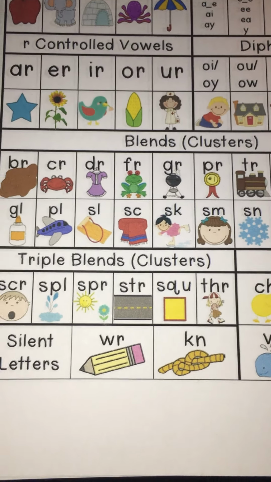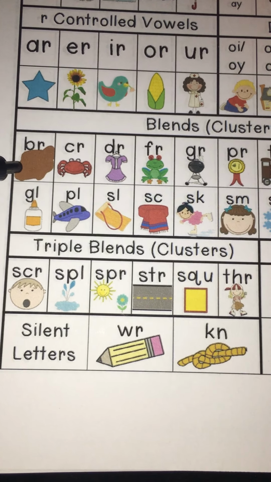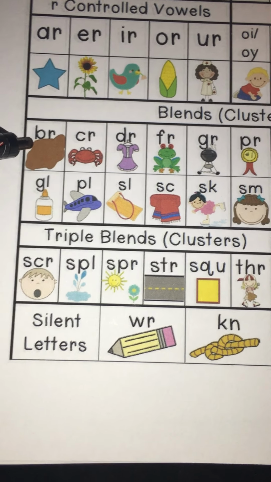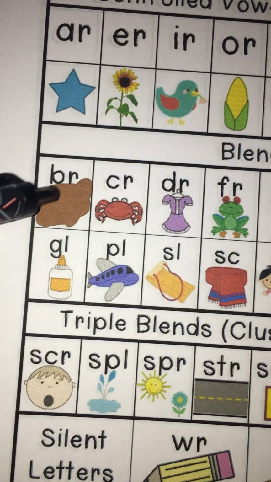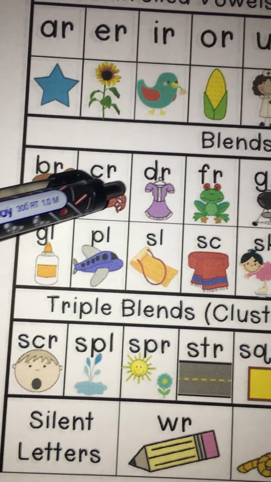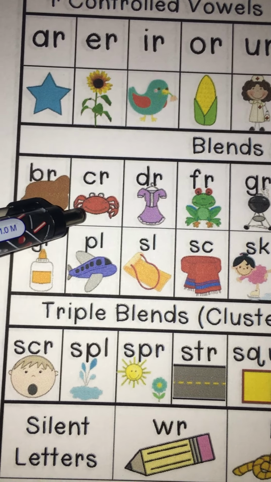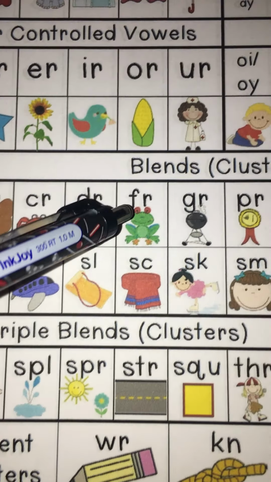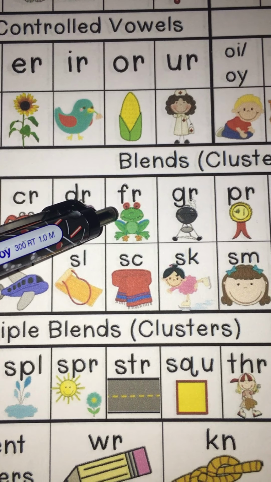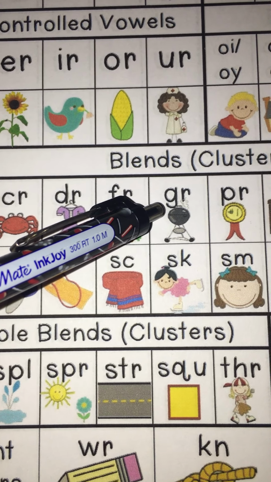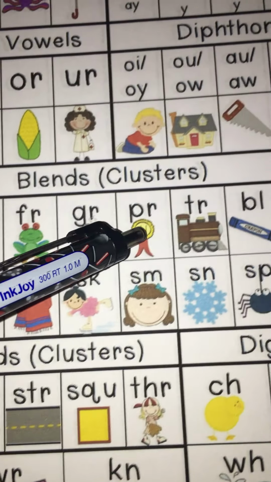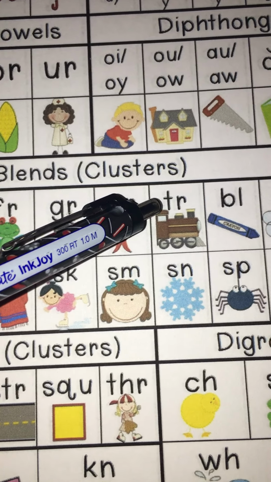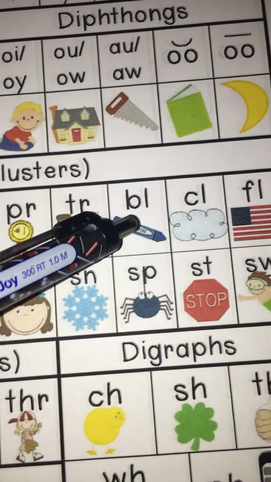Okay, then we have our blends. And our blends, they each make their own sound. So BR says br as in brown. CR says cr as in crab. DR says dr as in dress. FR says fr as in frog. GR says gr as in grill. PR says pr as in prize. TR says tr as in train.